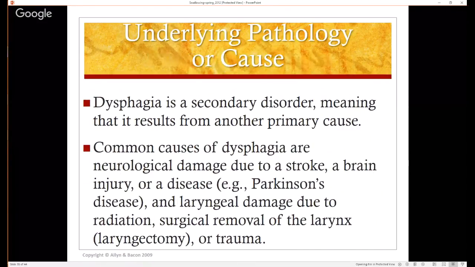Then next, looking at underlying pathology or cause of what's going on. So dysphagia, just like in children, dysphagia is a secondary disorder, meaning that it results from another primary cause. Common causes are neurological damage due to stroke, brain injury, or a disease such as Parkinson's, and laryngeal damage due to radiation, surgical removal of the larynx, or trauma.